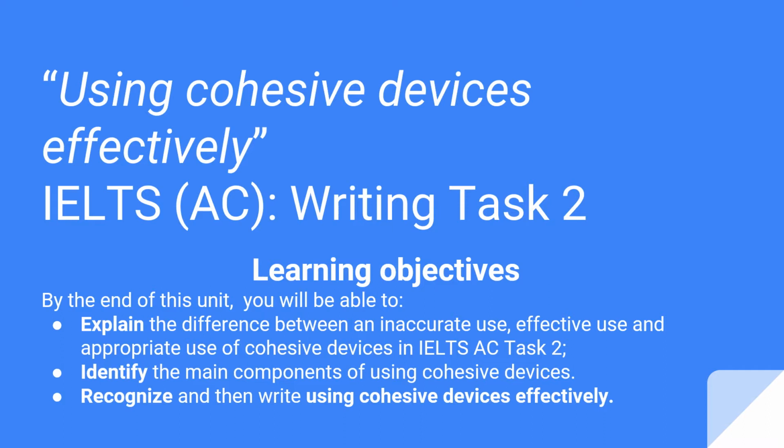Finally, and most importantly, by the end of this session, you will be able to recognize and then write a cohesive paragraph or essay, which, as we'll learn, is a key difference between scoring Band 5, Band 6, or Band 7 in Writing Task 2 of the IELTS Academic Test in the category of Cohesion and Coherence. So let's get started.